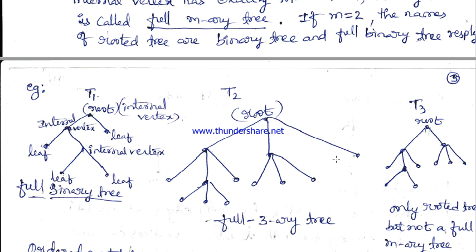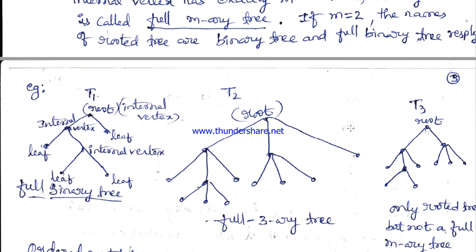So 3-ary tree it may possibly be. At the first internal vertex, again 3 children. Second internal vertex, again 3 children. At the third vertex, this is not an internal vertex, this is a leaf. Now coming to the next level internal vertex, again 3 children.